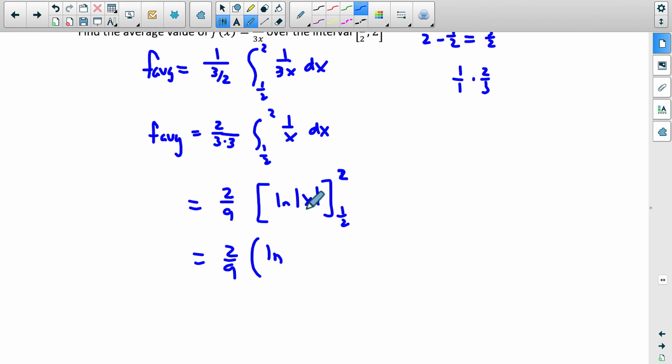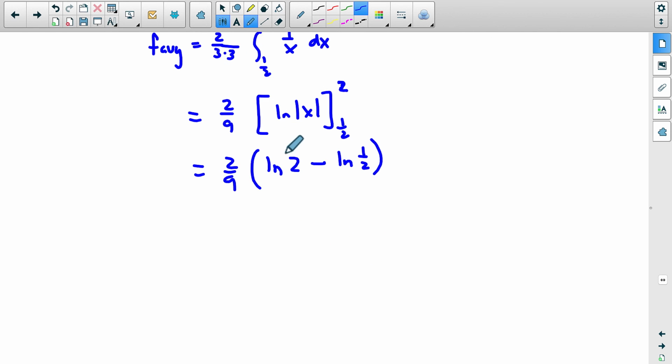Natural logarithm of 2, you don't need to put the absolute value signs because 2 is obviously a positive amount, minus, plug 1/2 in there, natural logarithm of 1/2. Again, don't need to put the absolute value signs because it's positive. So this is your answer right here, though you could simplify this a bit. So we're just going to play with logarithms a bit. There's different ways you could do this. Here's how I would do it personally.